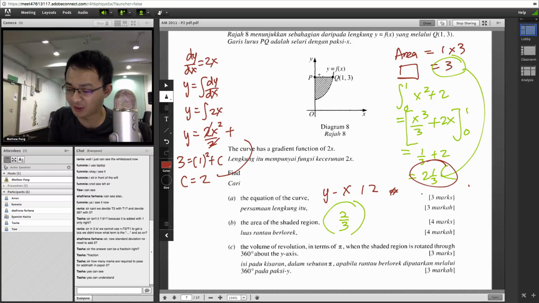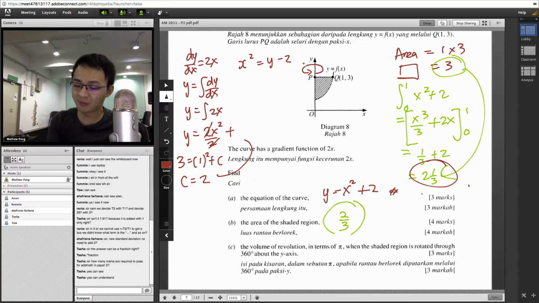That means the shaded region here is going to rotate 360 on the y-axis. So same thing, if you want to find the volume rotated on the y-axis, what you need to do is make x squared the subject. Just now we have the equation y equals x squared plus 2, isn't it? So I want to make x squared the subject. So x squared is going to be y minus 2.